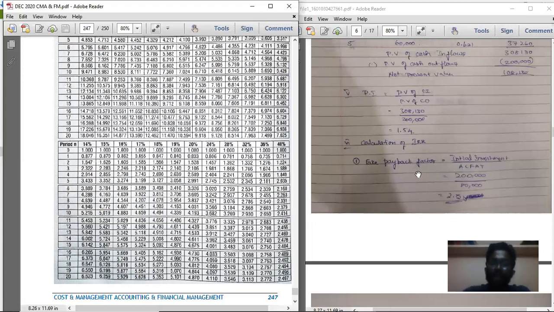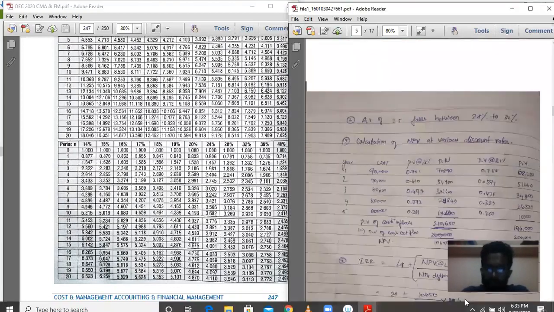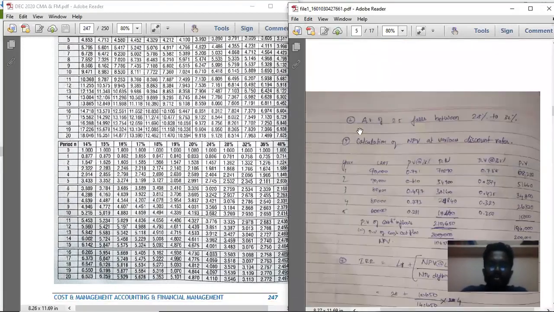So fake payback factor is found only to calculate the two different rates between which this fake payback factor is falling. So here 2.5 is falling between 28% and 32%. That is what you should find using this fake payback factor. So now coming to the answer, below that point number 2, 2.5 falls between 28% to 32%.